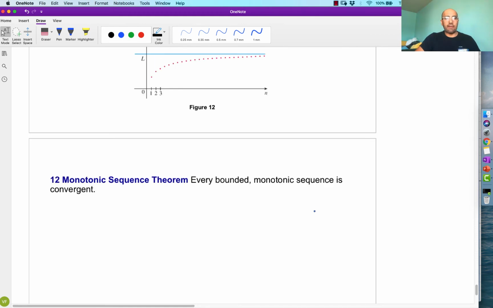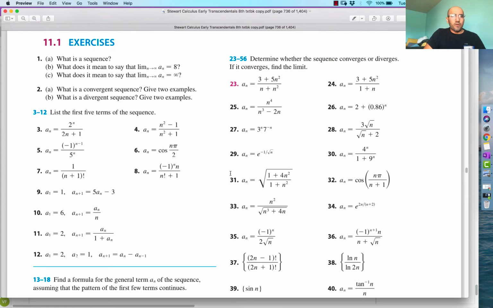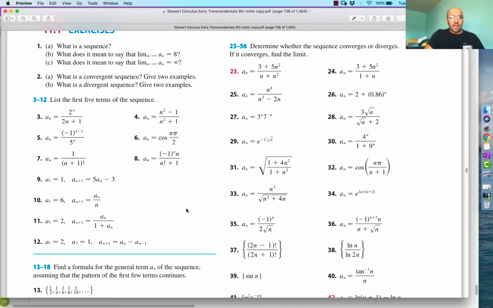All right, let's look at some examples from your book. Here are the homework exercises for section 1 in chapter 11. Let's just take a look at a few of these. 3 through 12, list the first 5 terms of the sequence. That should be really easy. Let's just take a couple of these.